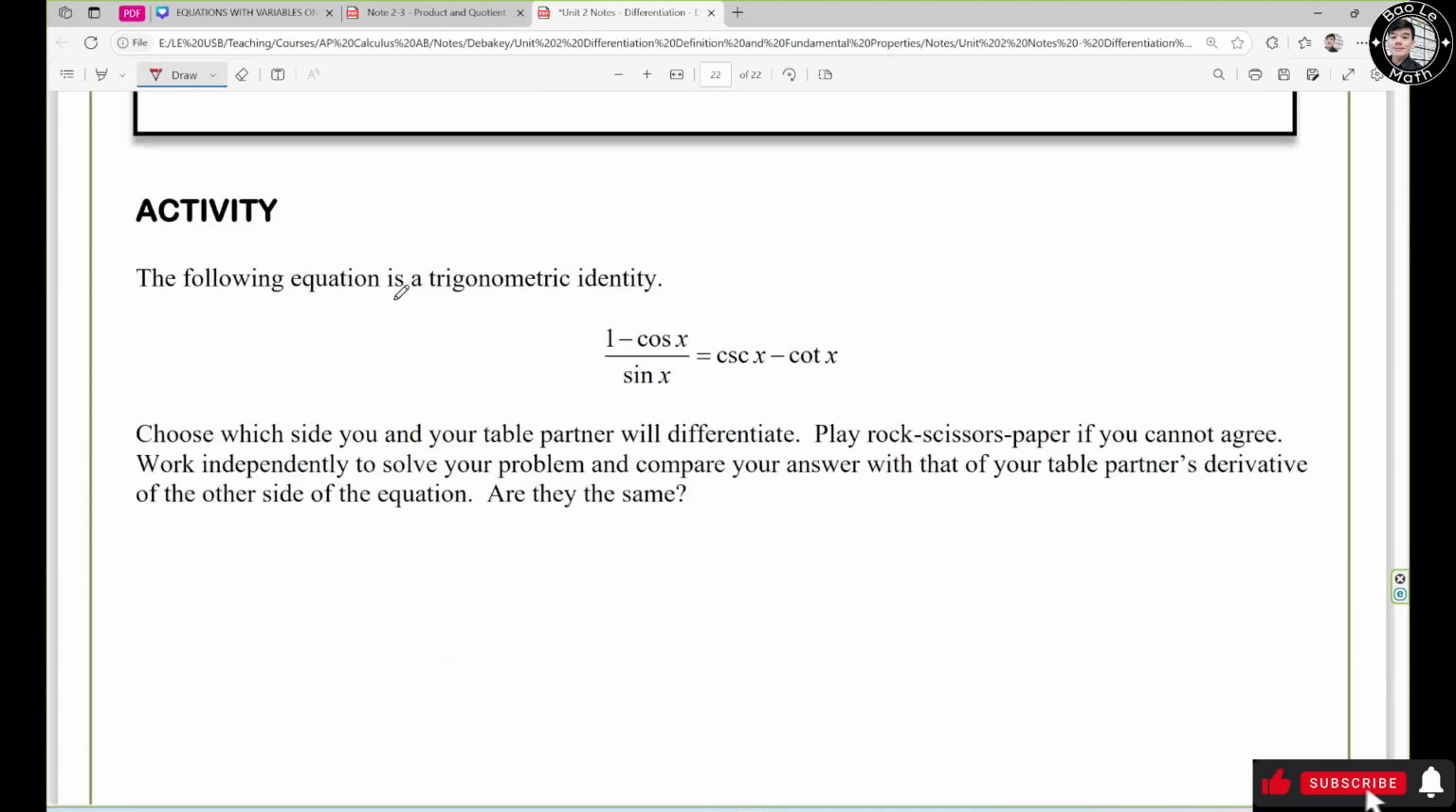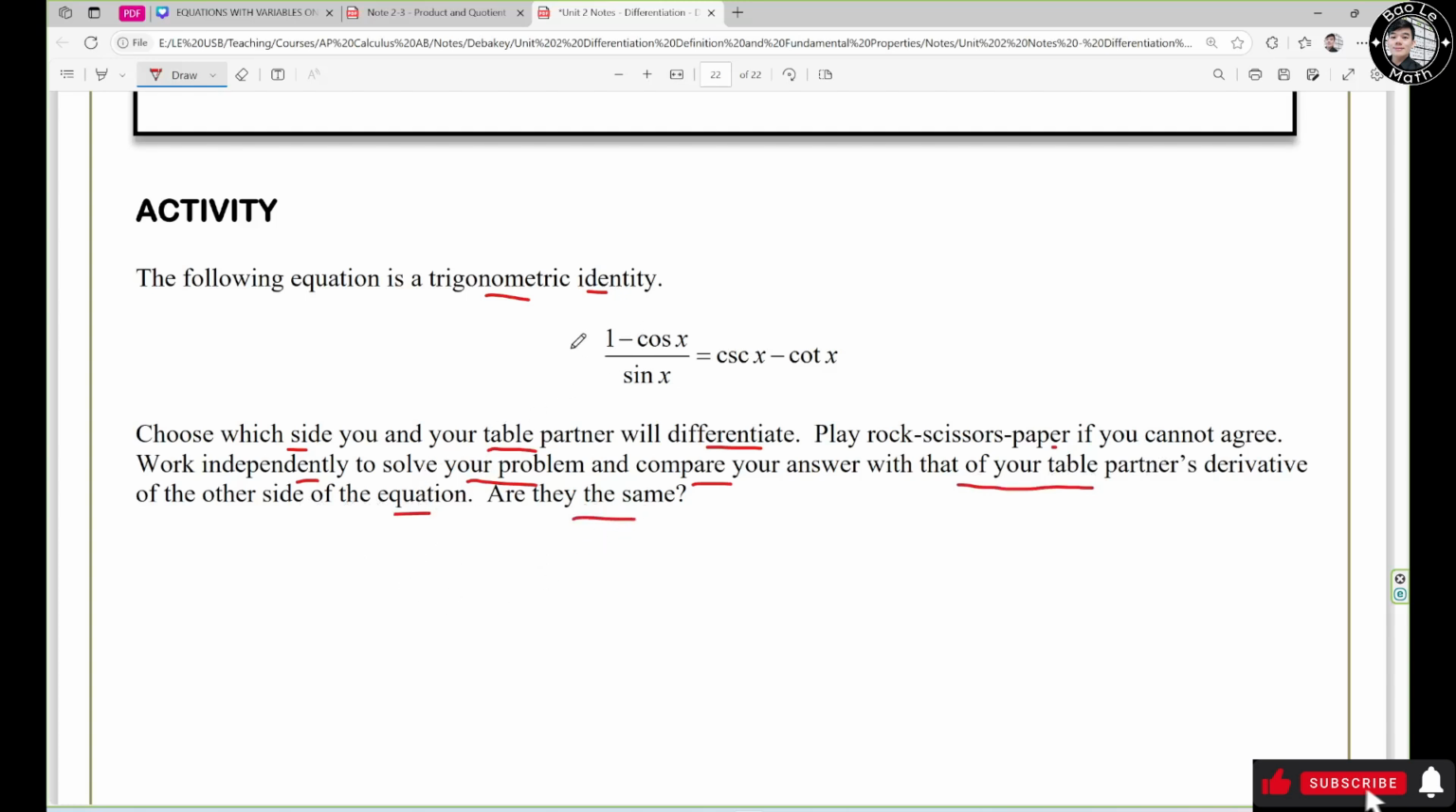Now, the following equation is a trig identity. You need to prove the left hand side equals the right hand side. Choose which side you and your table partner will differentiate. Play rock, scissors, paper if you cannot agree. Work independently to solve your problem and compare your answer with that of your table partner's derivative of the other side of the equation. Are they the same?